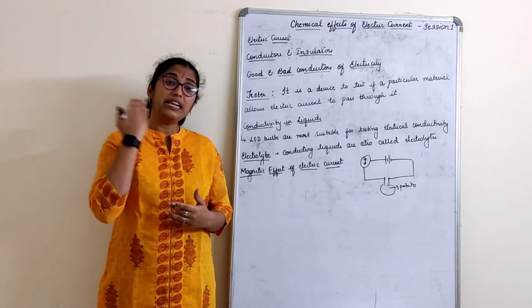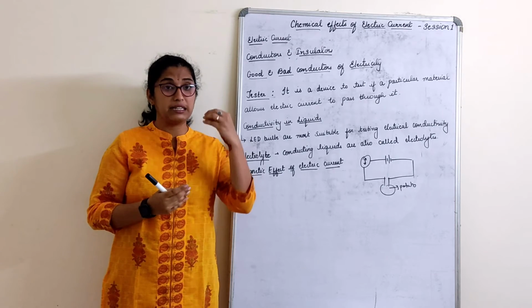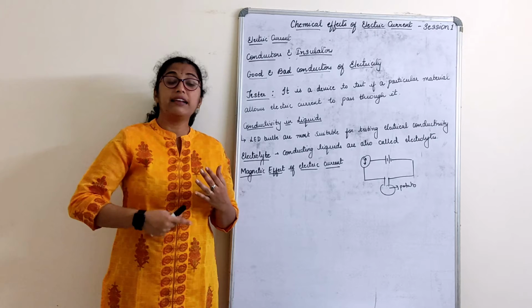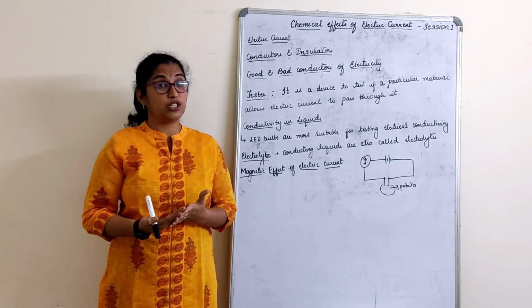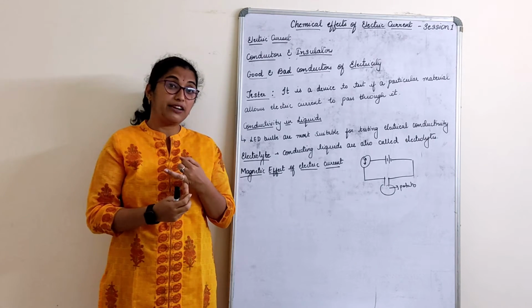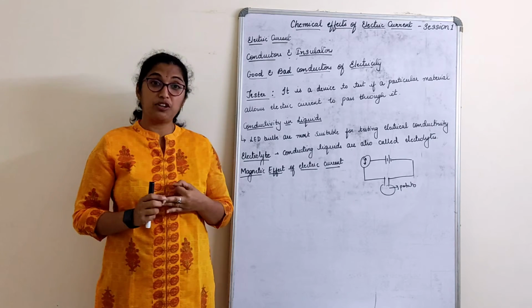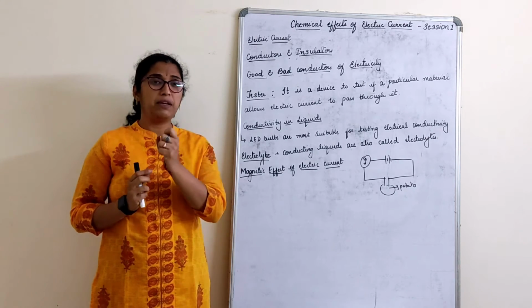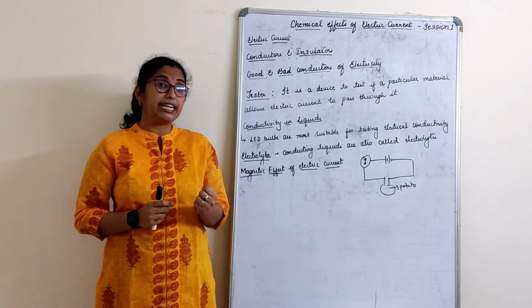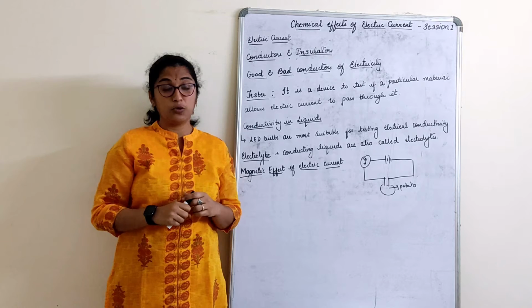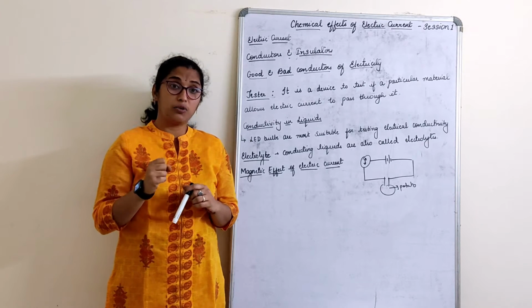Now, when electric current is passed in a given conductor or a given circuit, there are certain effects which take place: heating effect of electric current, magnetic effect of electric current, chemical effect of electric current. Now a simple example of the heating effect of electric current: we all have an iron box at home which we use to iron our clothes, right?